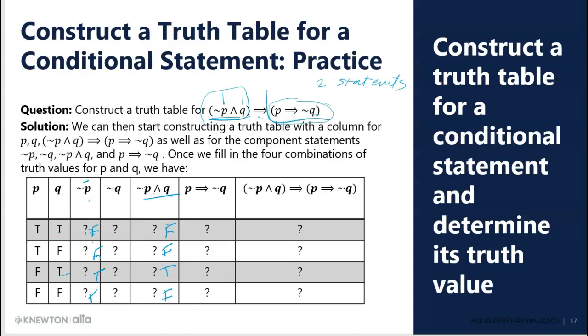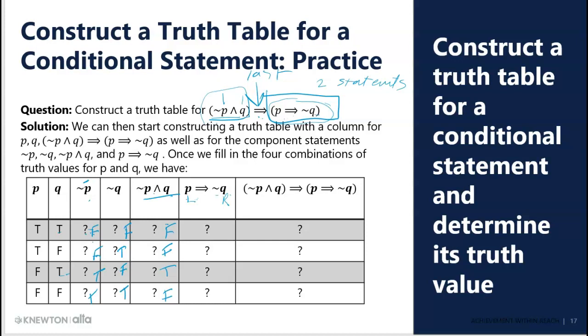Now I'm doing this piece over here. Notice I do this if then last. So if P, then not Q. So this is a left and this is a right. Not Q is on the right. So that's going to be false, true, false, true.